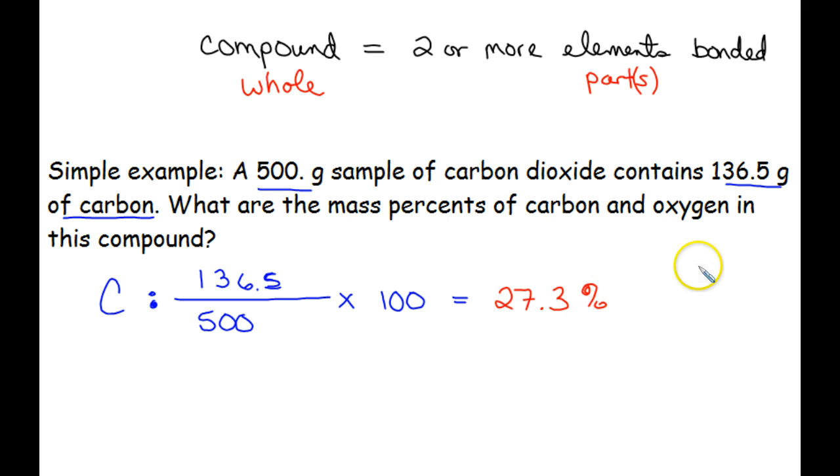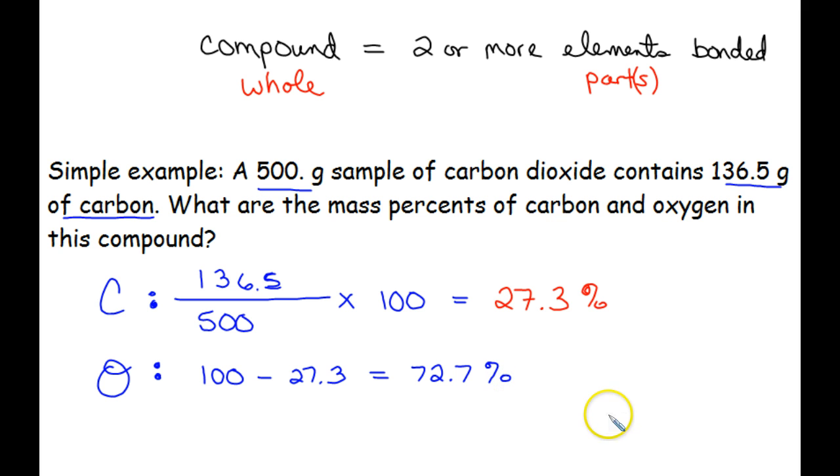Now, the question also asks you for oxygen, the other element. Now, this is a simple task if there's only two elements in the problem, because we should remember that percent means per 100, so the sum of the percents must equal 100. So to get oxygen, you can simply say 100 minus 27.3, and you're going to get 72.7%. And there are your two answers.